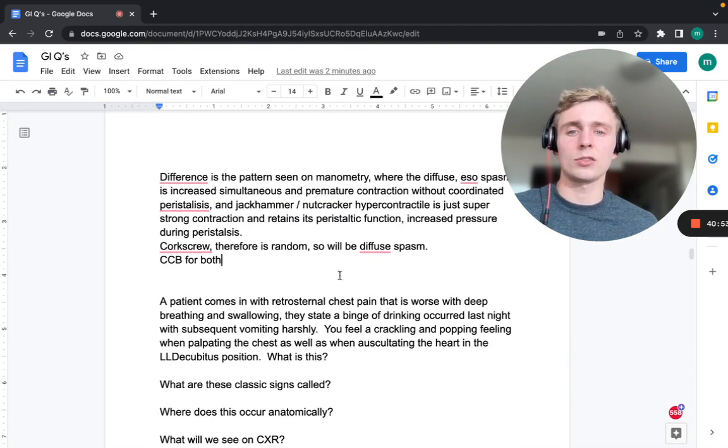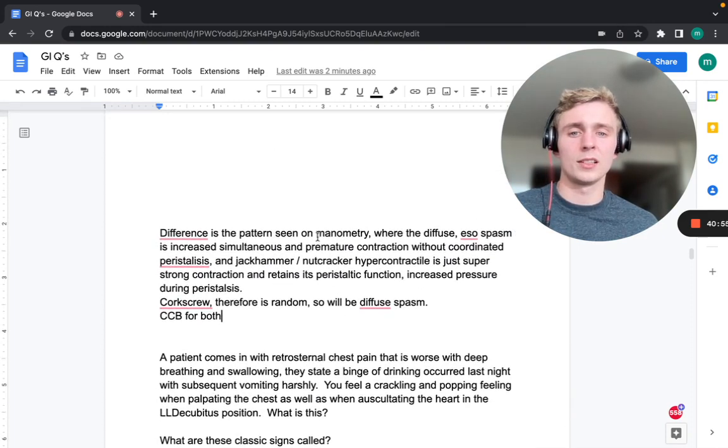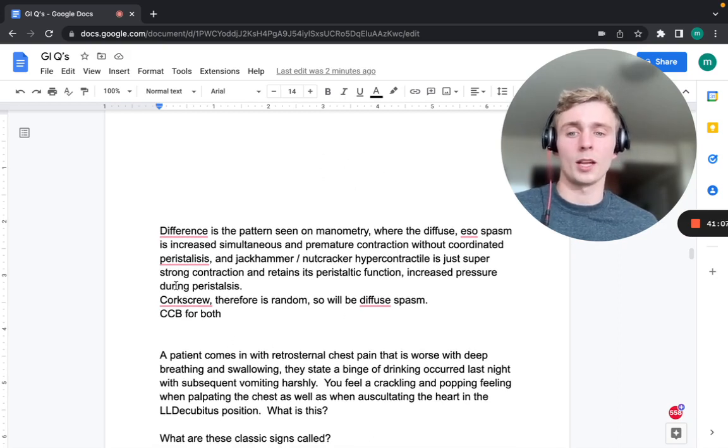And again, you need the manometry to really see this. Patients can tell you about the symptoms, but manometry is where you actually see physically the difference between these two. You can see one being peristaltic and one just being a random spasm, a corkscrew pattern.